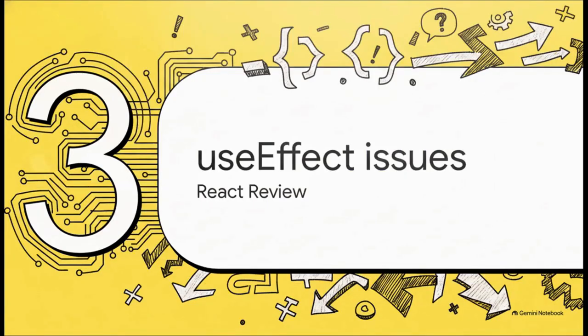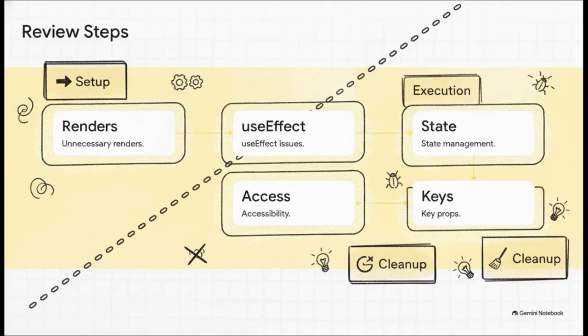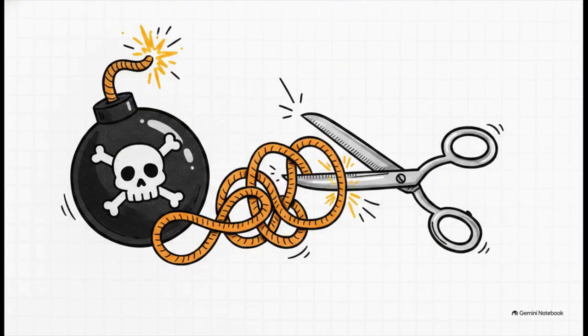Okay, next up is Section 3, untangling useEffect issues. Listen, you have to meticulously review your hooks as a distinct chain reaction happening across 3 steps: setup, execution, and cleanup. Are you setting up your data subscriptions correctly in the first place? Is the execution logic pure? And honestly, most importantly, are you providing a cleanup function to wipe the slate completely clean when the component unmounts? Because ensuring absolutely no bugs or memory leaks are hiding in this lifecycle is a huge part of a professional review.